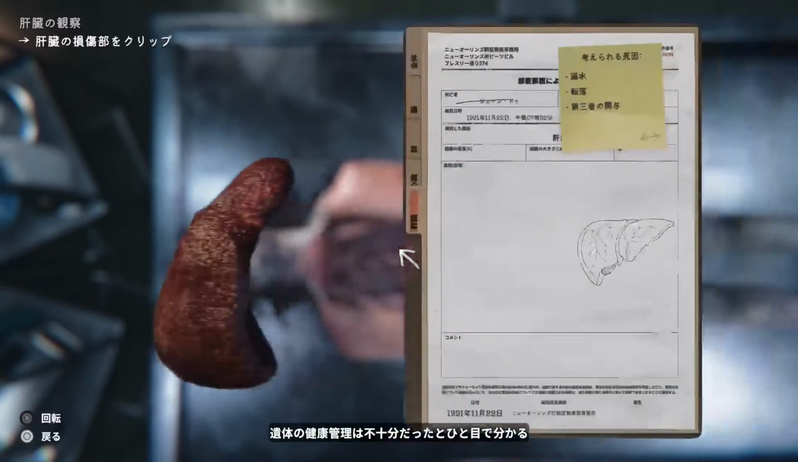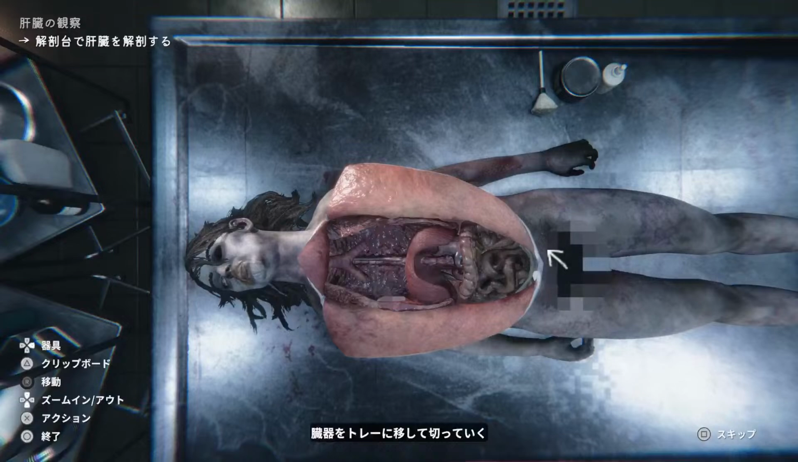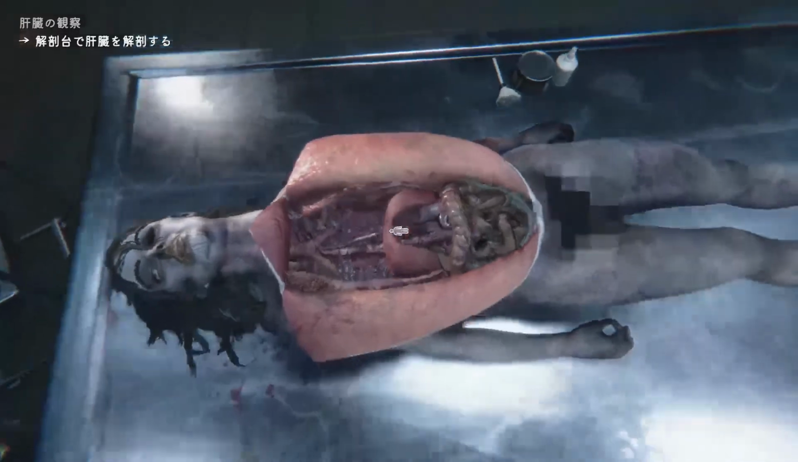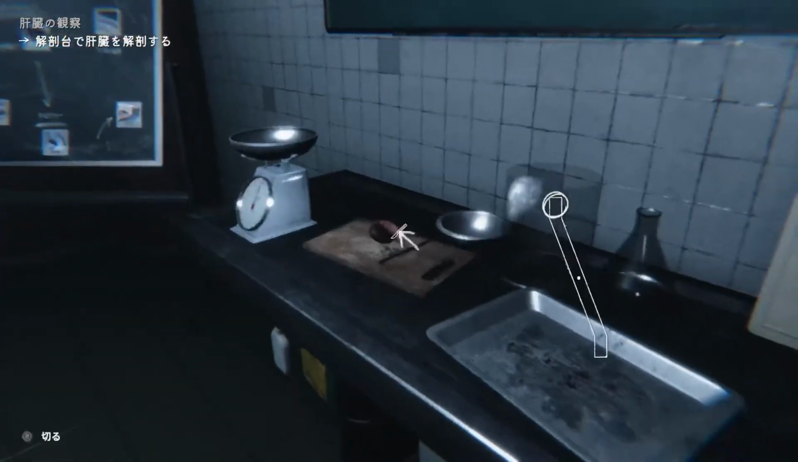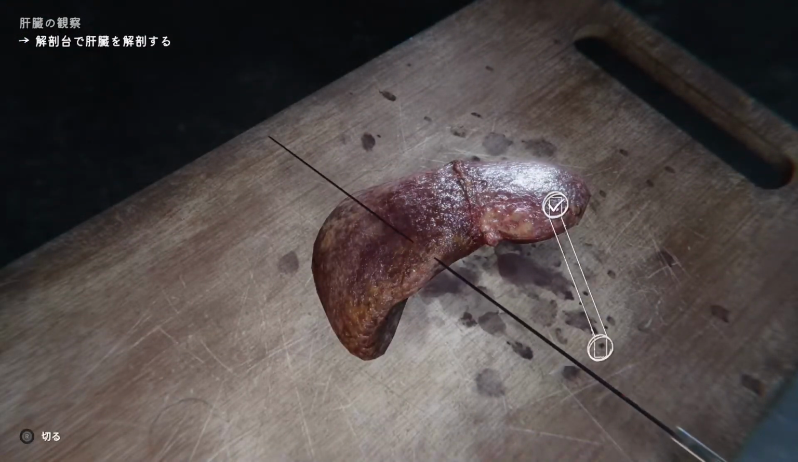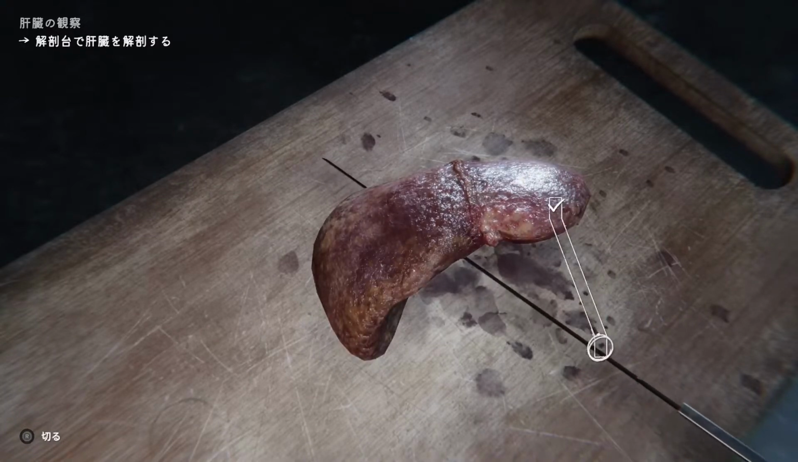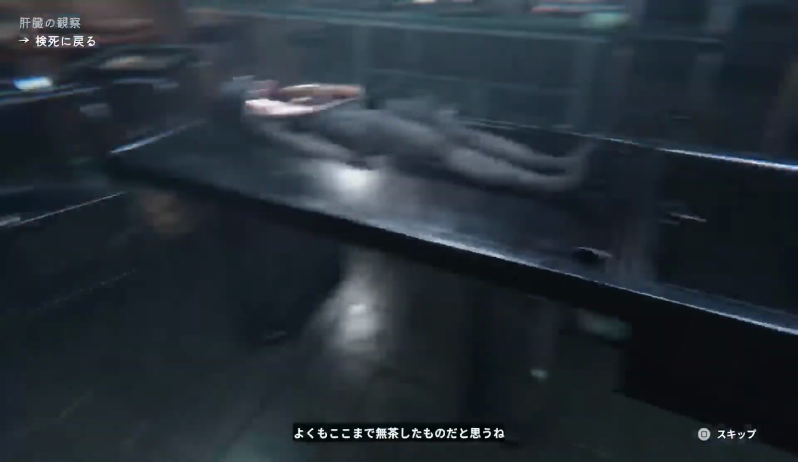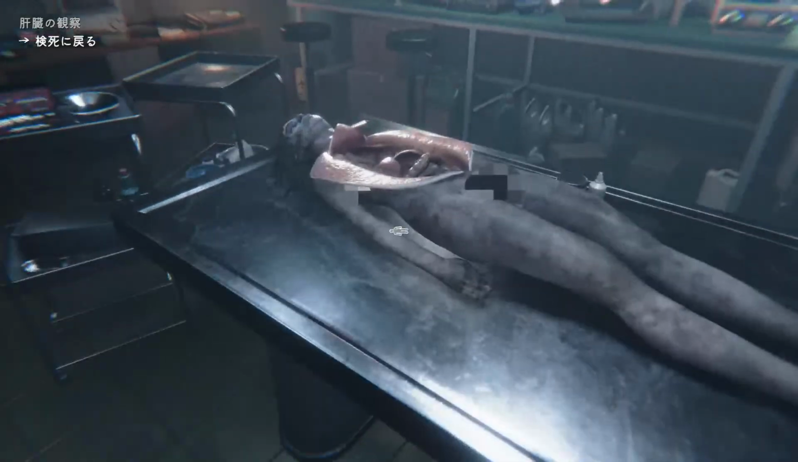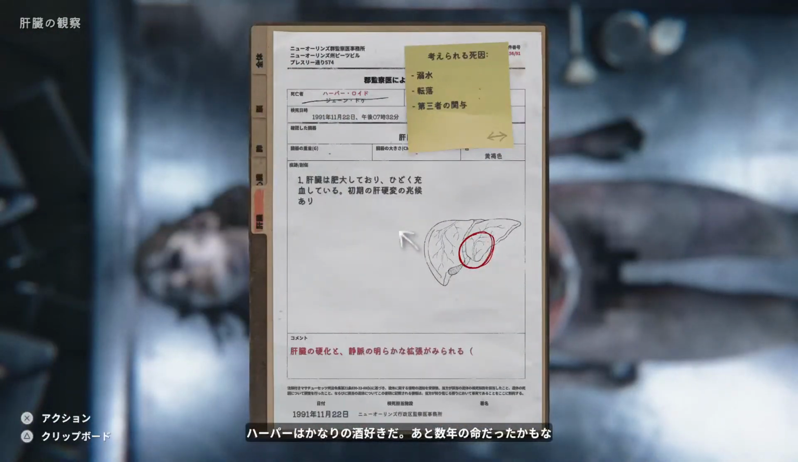It's immediately apparent that the deceased didn't care for herself. The beginnings of cirrhosis are visible in some areas. I transfer the organ to a board and proceed to dissect. The cross-section clearly shows dilation. I must admit that this is quite a feat, considering the rather young age of the deceased. Harper enjoyed drinking so much that she might not have lasted a few more years.